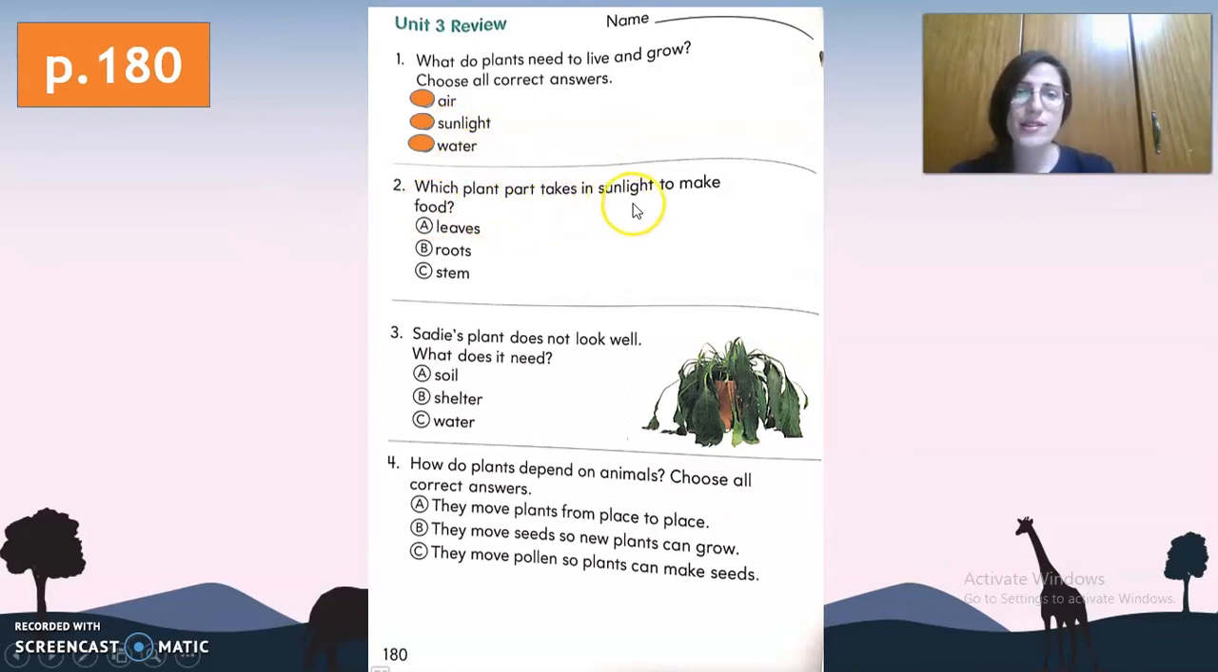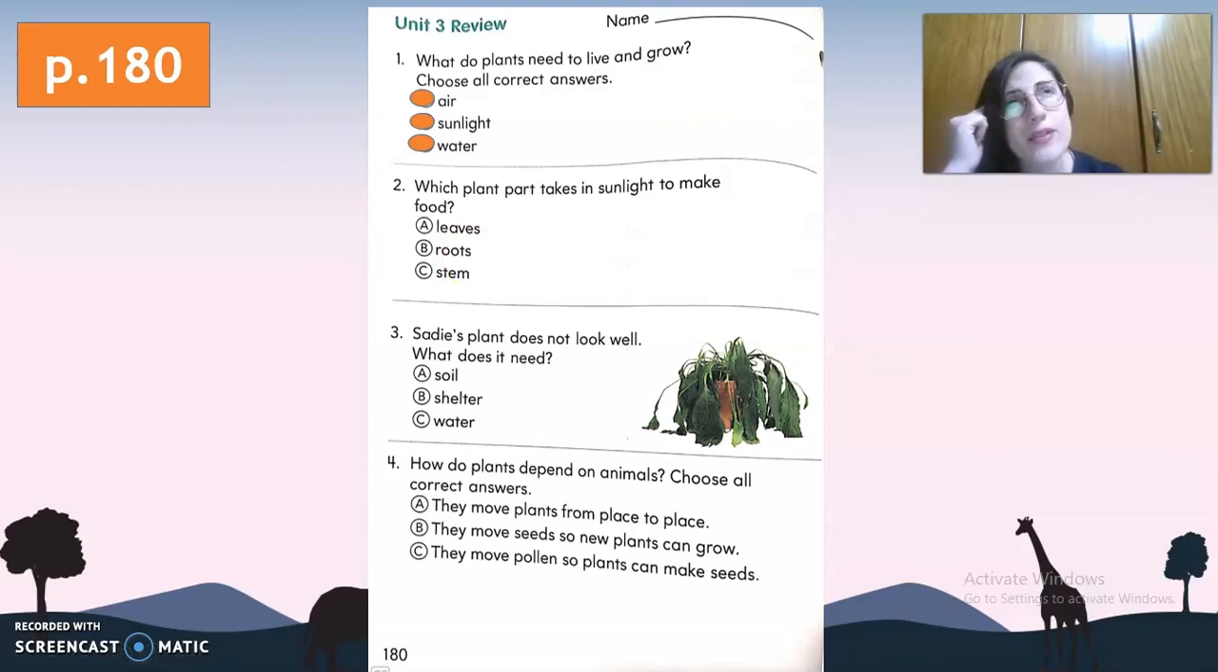Number 2. Which plant part takes in sunlight to make food? So, they're asking us, which plant part helps the plant, and we listen up carefully, helps the plant make the food by taking in the sunlight, okay? A, leaves, B, roots, or C, stem. Take a minute to think.